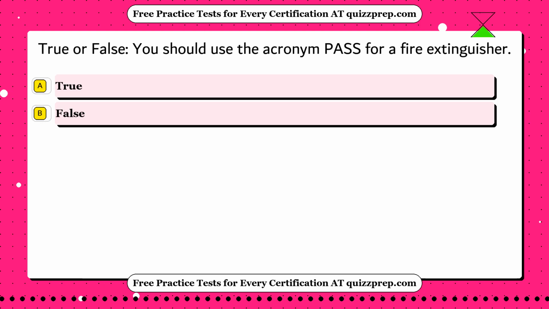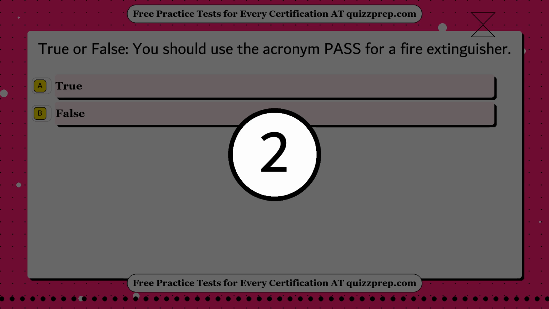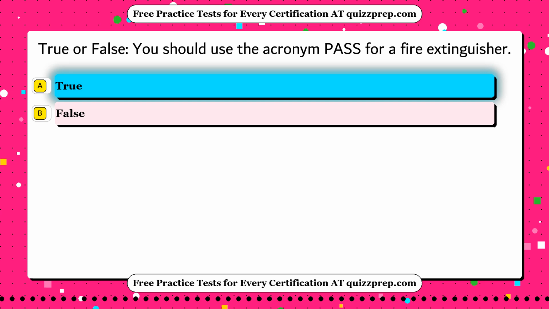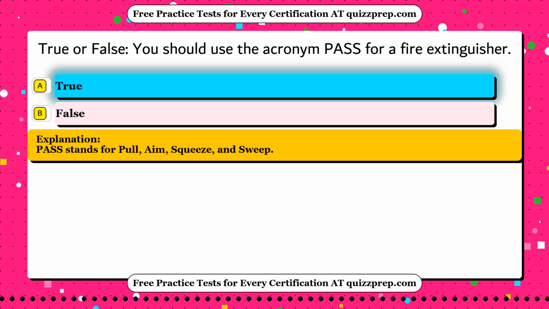Question 149. True or false, you should use the acronym PASS for a fire extinguisher. Option A, true. Option B, false. The correct answer is option A, true. PASS stands for pull, aim, squeeze, and sweep.